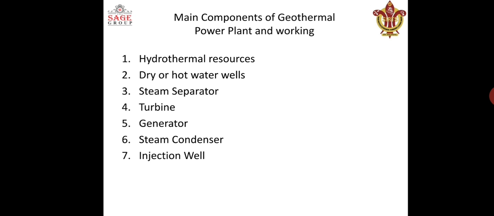So these are the main components of the geothermal power plant, and the working is the same as we have already discussed in the last three different types of power plants. That means the steam from the earth's crust is directly fed to the turbine, which then converts the kinetic energy of the steam into mechanical energy, and then the turbine is connected to the generator which generates the electricity.